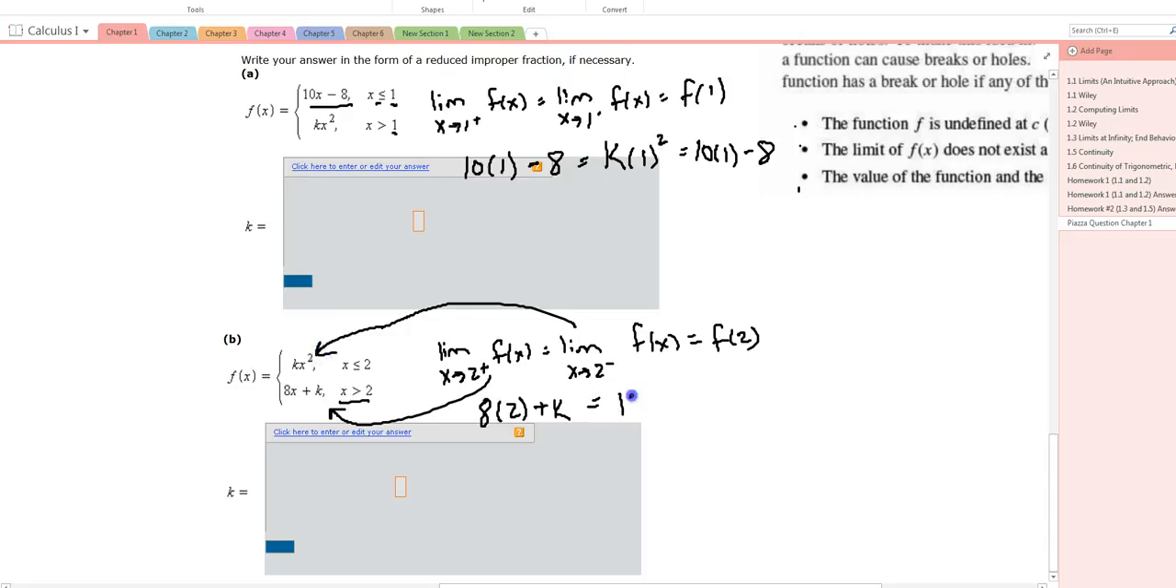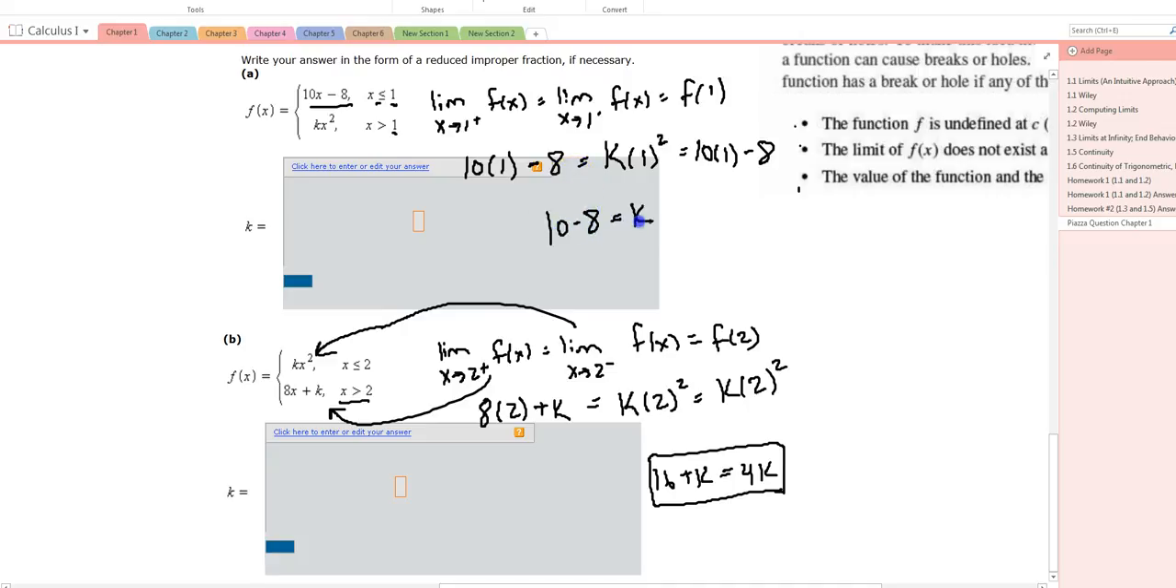That's going to be k x squared, equals the value of the function at 2, which ends up being that same formula. So I'm solving 16 plus k equals 4k. So I solve algebraically for k here for my answer.